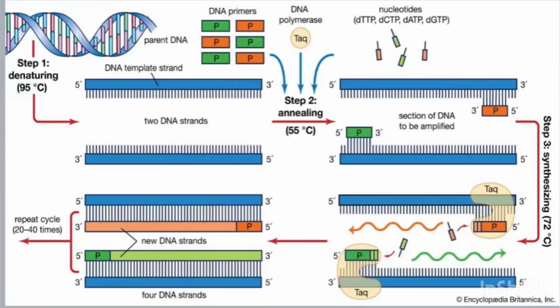Here is the representation of the PCR reaction. The very first step is denaturation, which means the double-stranded DNA is unwound into single-stranded DNA. Coming to the second step, annealing is a step in which the primers attach to the single-stranded DNA. And the third step is extension, in which DNA polymerase extends the DNA strands, resulting in the formation of new DNA strands.